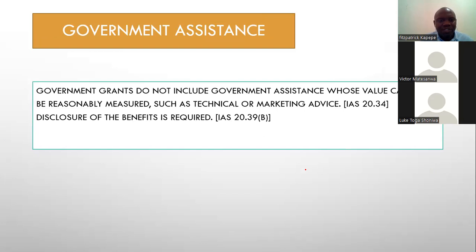So government grants do not include government assistance whose value cannot be reasonably measured. So if you cannot measure the value of what the government has given you, then it should not be regarded as a grant, such as technical or marketing advice.